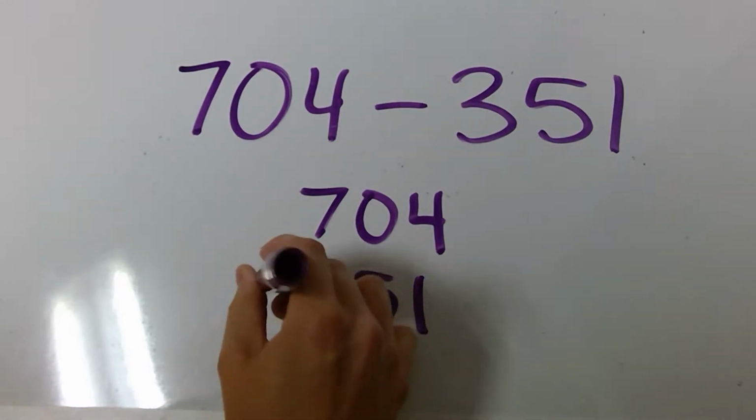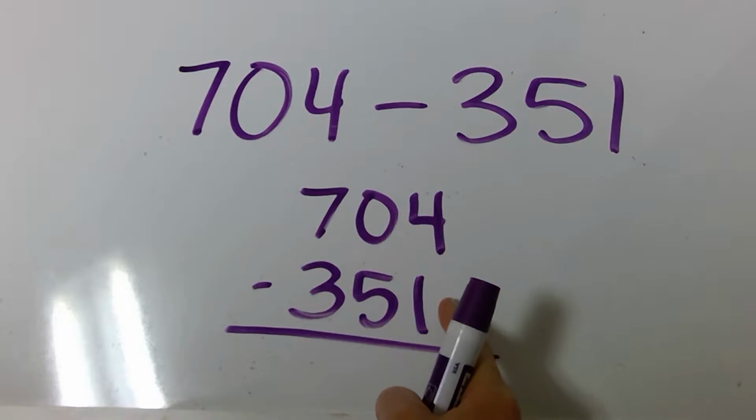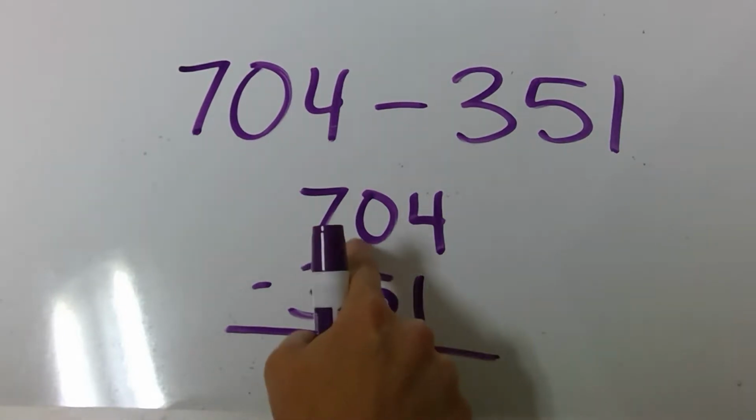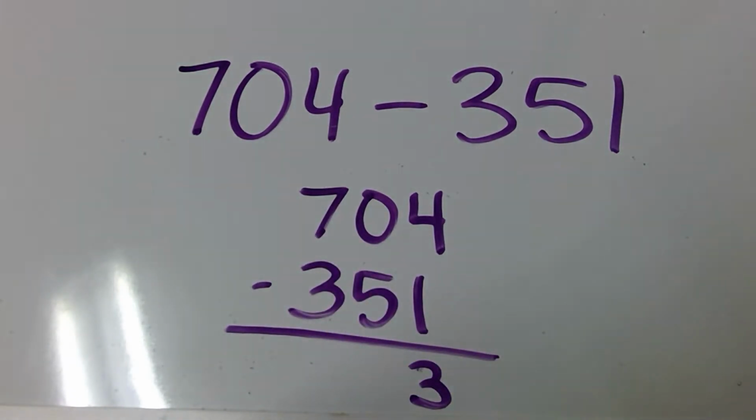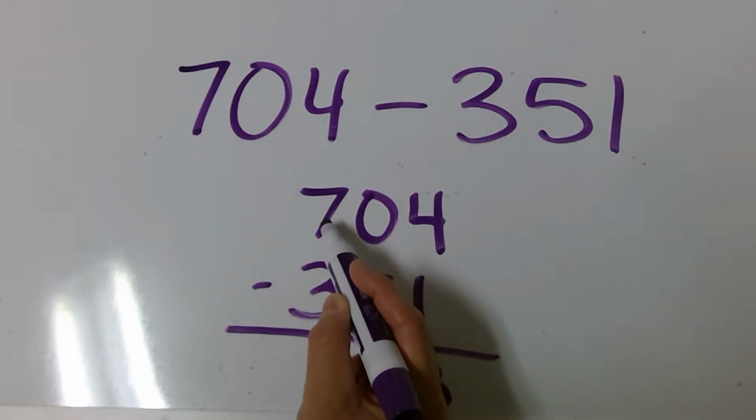And now I can subtract. I start in my ones place. 4 take away 1 is 3. Now I've got 0 and I'm taking away 5. So if I have 0 apples, can I take 5 apples away from that? No, of course not. So I have to borrow from the next number over.